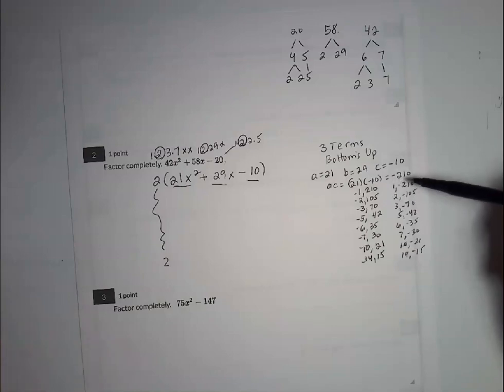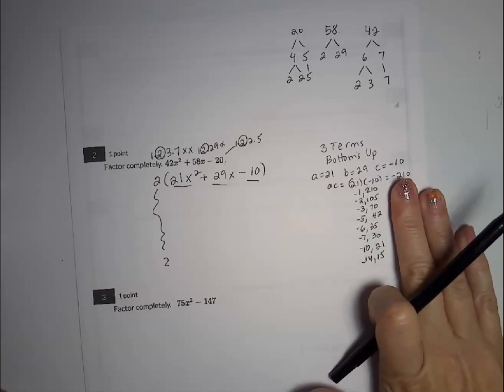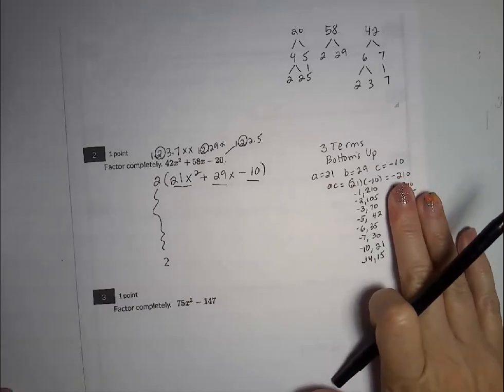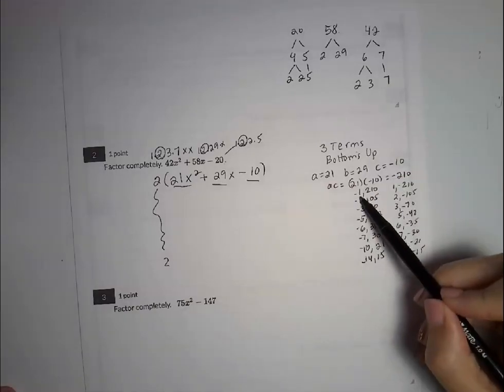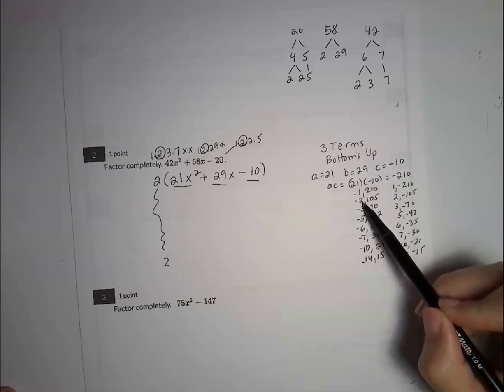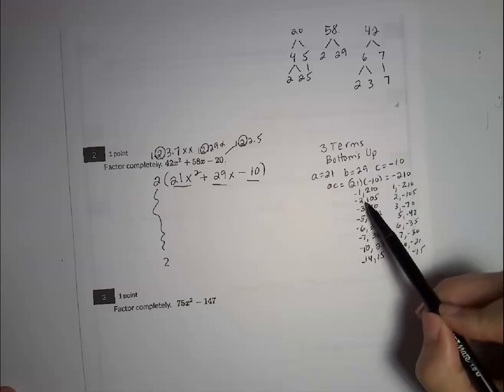And don't let this intimidate you. It only takes a minute. I just went ahead and wrote this side here. I just go straight in order. I start with 1. I say 1 times 210. And then 2, well, it ends in an even number, so I just divide: 2 times 105.